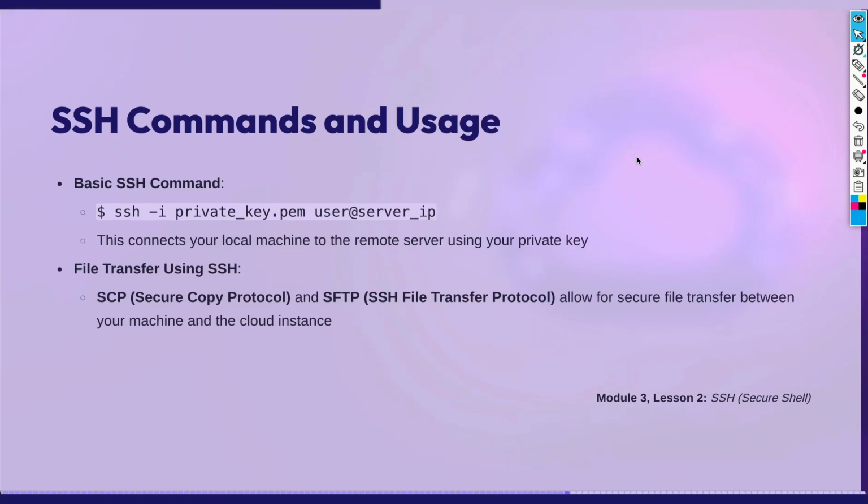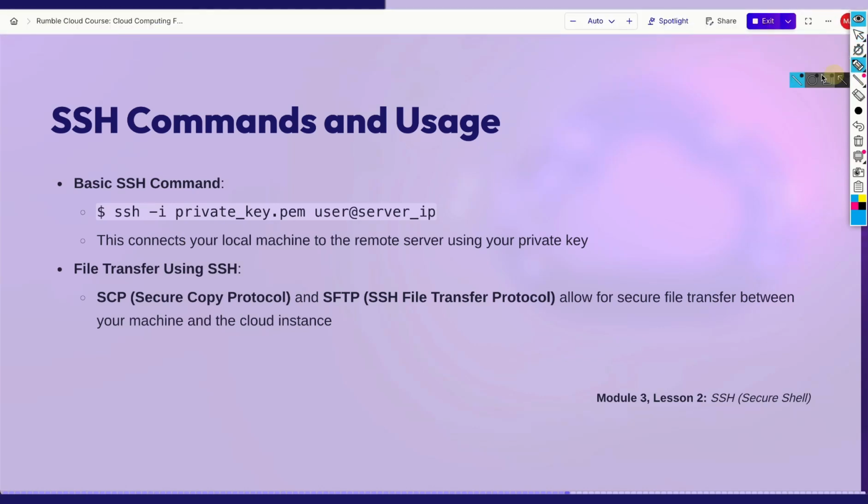A couple of SSH commands and their usages. The basic SSH command that you will use is SSH -i, input your private key, enter the user and the server IP address or name, all right? And this will allow you to connect your local machine to the remote server using your private key, so you have access to that VM.